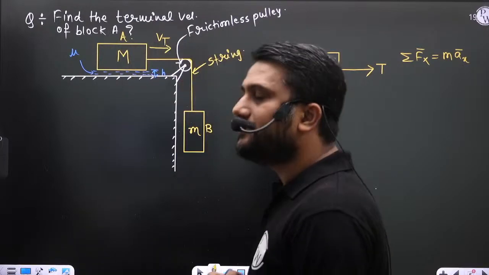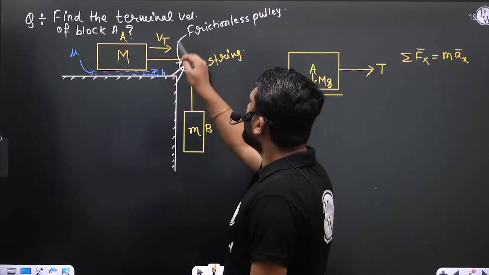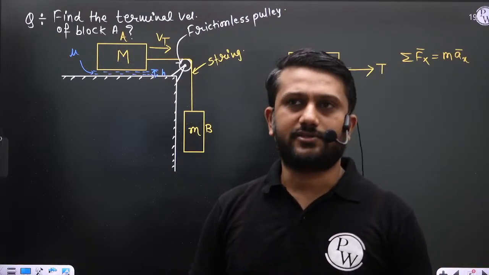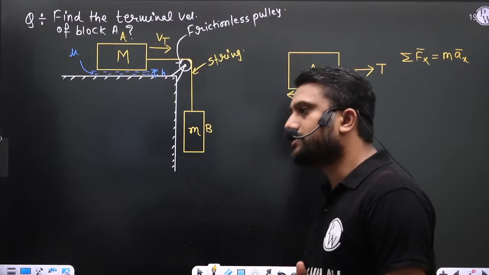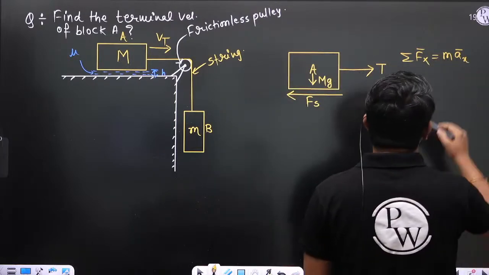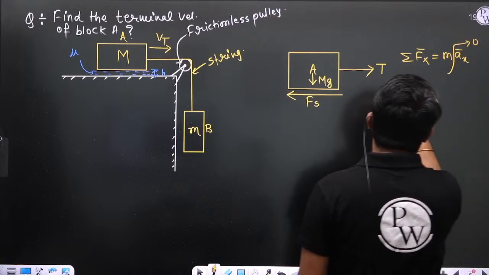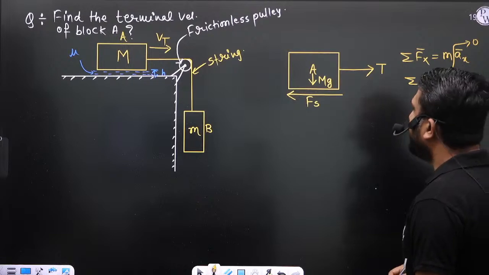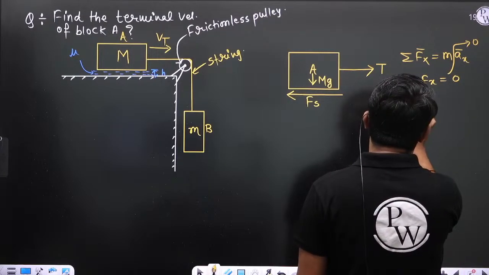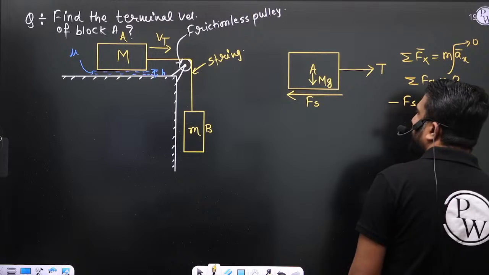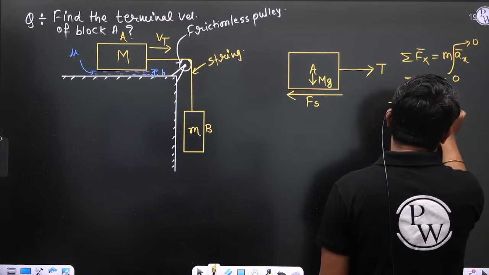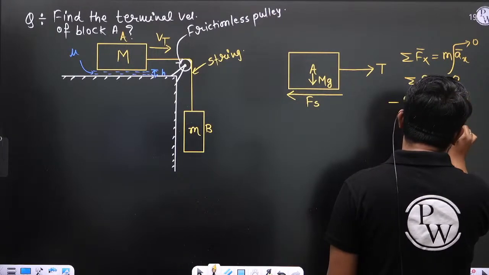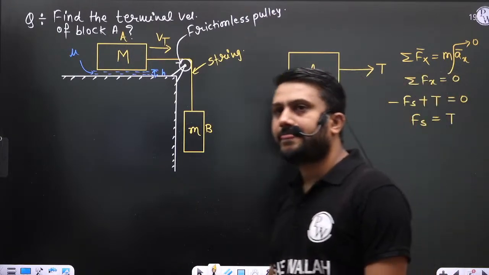Now what is the acceleration? Because here we are talking about the terminal velocity, and what is the terminal velocity? The terminal velocity is the steady state velocity. So acceleration is 0, and we can write summation Fx is equal to 0. Fs is in the negative x direction, so minus Fs plus T is equal to 0. So simply we can write Fs is equal to T.